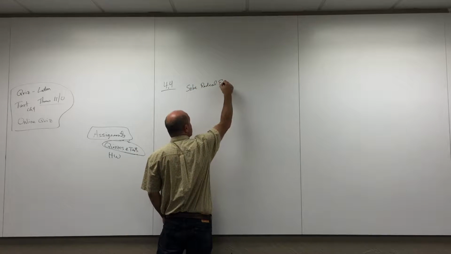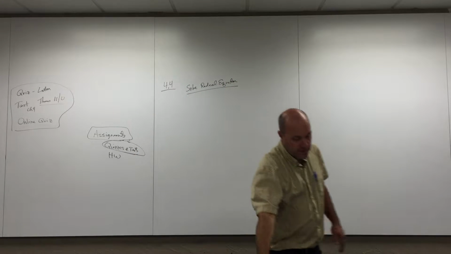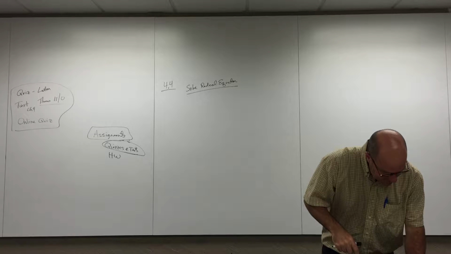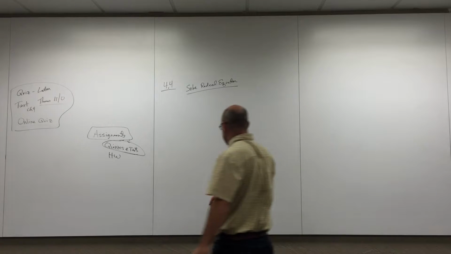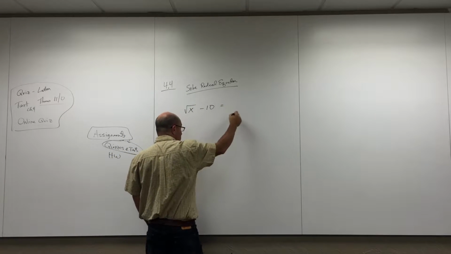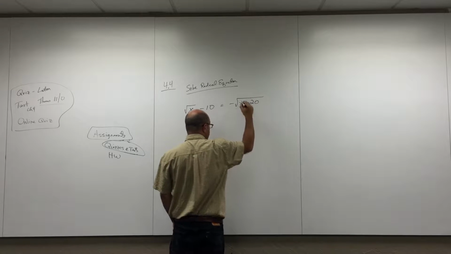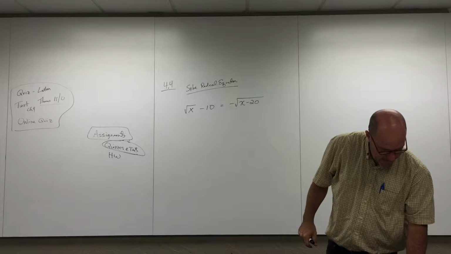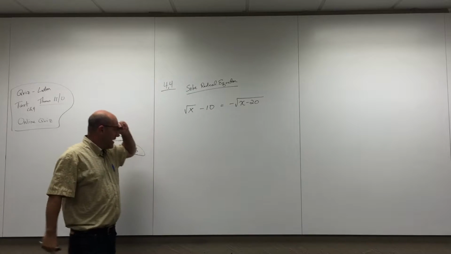Solve a radical equation. Look at this, I found one in the book here. This might be in your homework as well. The square root of x minus 10 equals the negative square root of x minus 20. I just found this problem in my book. And yeah, we did this last class, barely.